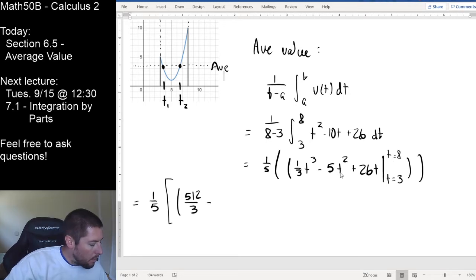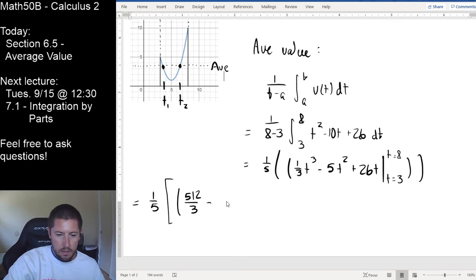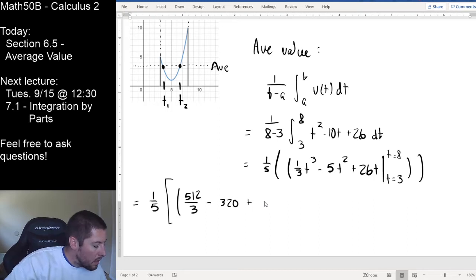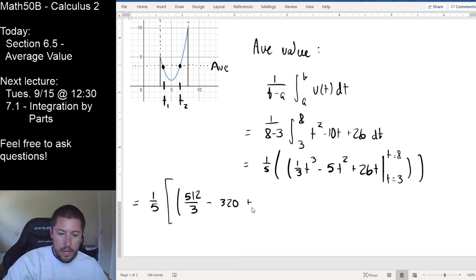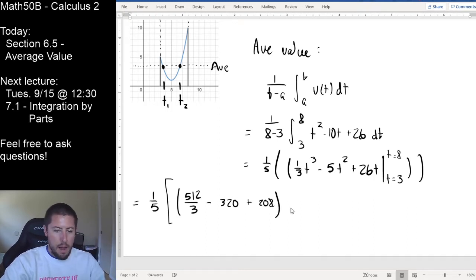minus 8 squared is 64. 5 times 64 is 320. Plus 26 times 8 is 208. There's my upper bound minus my lower bound evaluation. Notice here 1/3 times 3 cubed should just be 3 squared, so that's 9. 3 squared is 9 times 5 is 45. 3 times 26 is 60, 78.